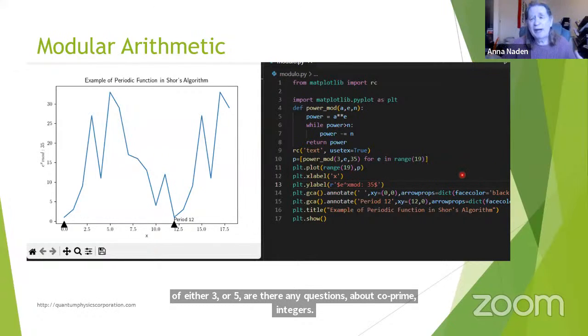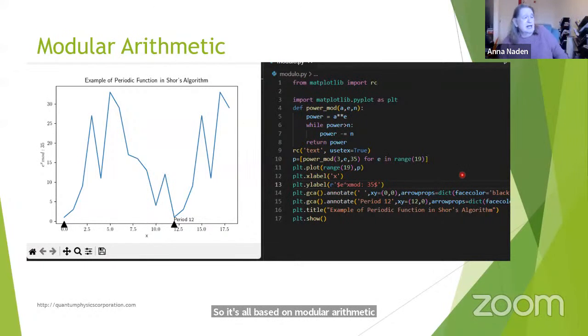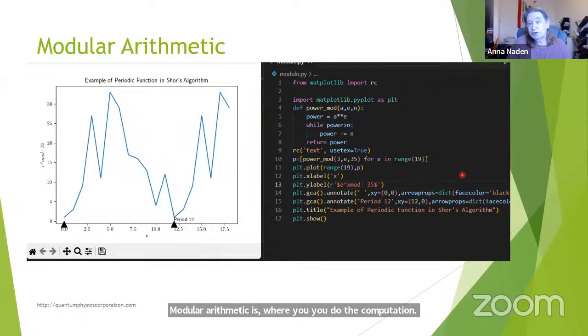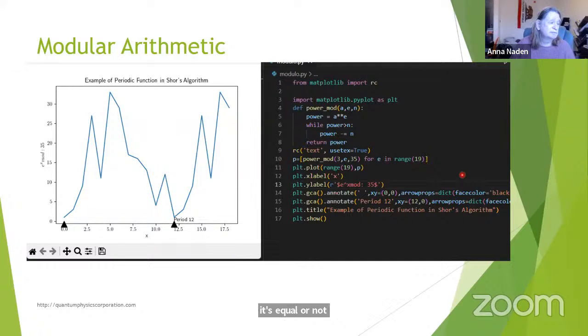So it's all based on modular arithmetic. Modular arithmetic is where you do the computation, you divide by a number, which is a reference number called the modulus, and you look at the remainder. And the remainder is what tells you whether it's equal or not. Shor's algorithm is based on finding periods. So what I've got here says e to the x mod 35. That should be 3 to the x mod 35.